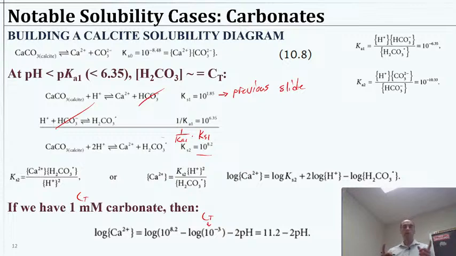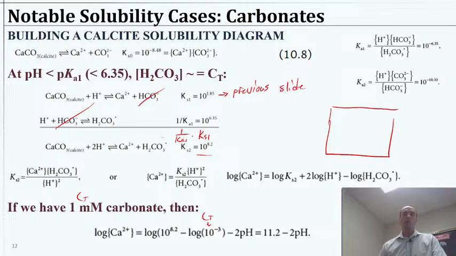We end up with an equation that says our log for calcium is equal to log of 10 to the 8.2 minus this log of the total concentration minus 2 times the pH. Putting all that together, we end up with an equation: 11.2 minus 2 times the pH. So at this point, we have twice the slope as what we had before. If it looked something like this, now we're going to slope even stronger. Okay, does that make sense?